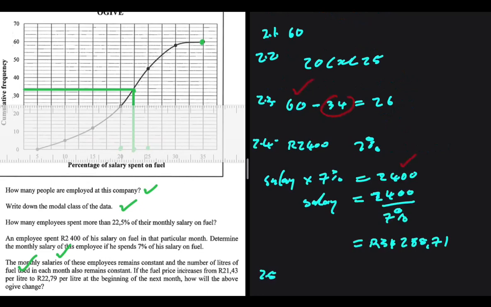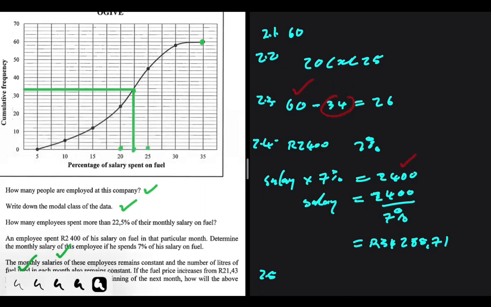What is going to change is the percentage of salary spent on fuel. People are still traveling the same distance, but now the fuel costs more. So the percentage of salary spent on fuel will increase. So we would expect our cumulative frequency graph to shift to the right as we have higher percentages towards the right.